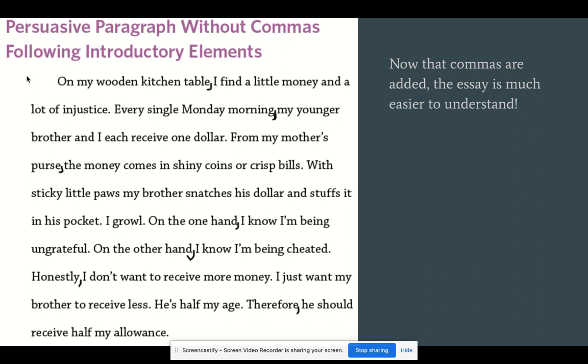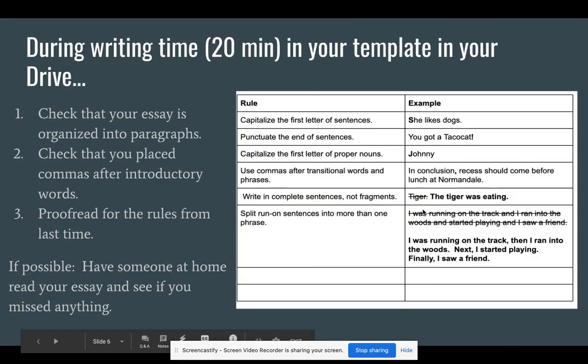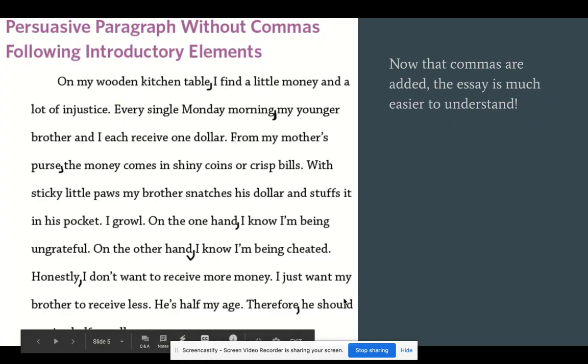Let's dive right in. On my wooden kitchen table, I find a little money and a lot of injustice. Every single Monday morning, my younger brother and I each receive $1. From my mother's purse, the money comes in shiny coins or crisp bills. With sticky little paws, my brother snatches his dollar and stuffs it in his pocket. I growl. On the one hand, I know I'm being ungrateful. On the other hand, I know I'm being cheated. Honestly, I don't want to receive more money. I just want my brother to receive less. He's half my age. Therefore, he should receive half my allowance.